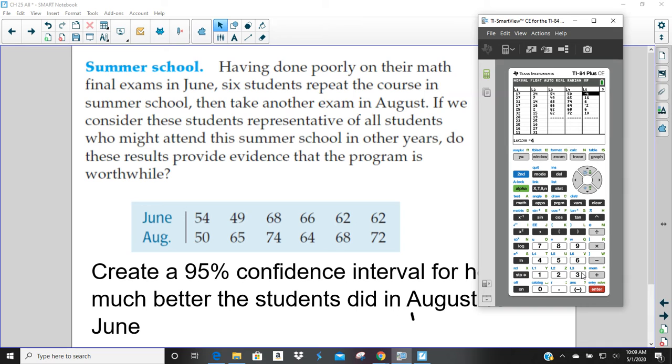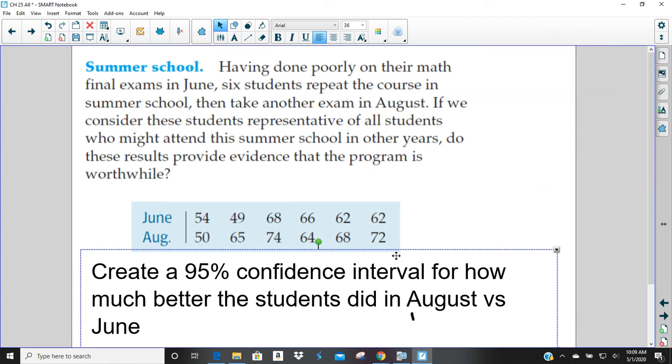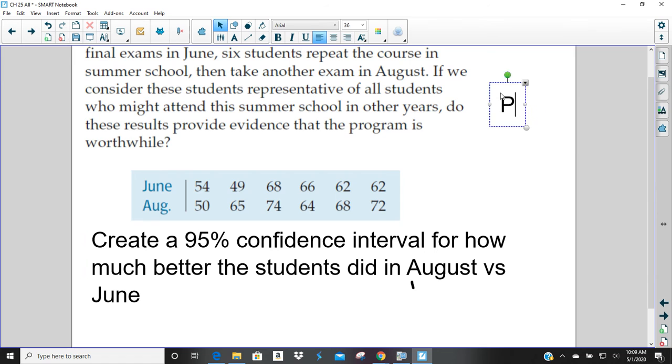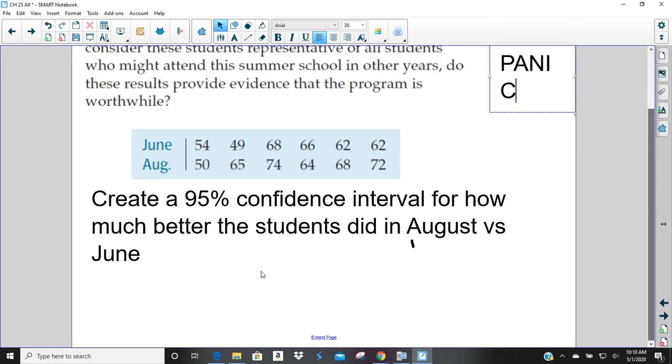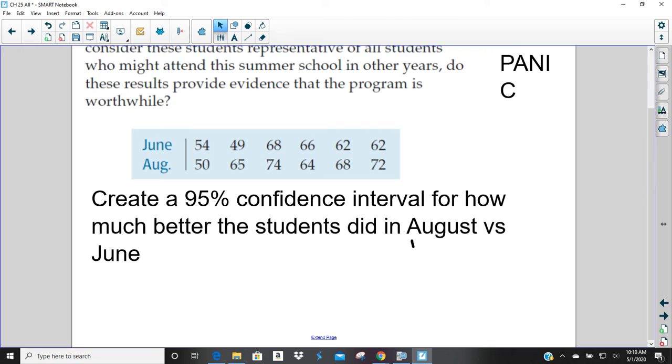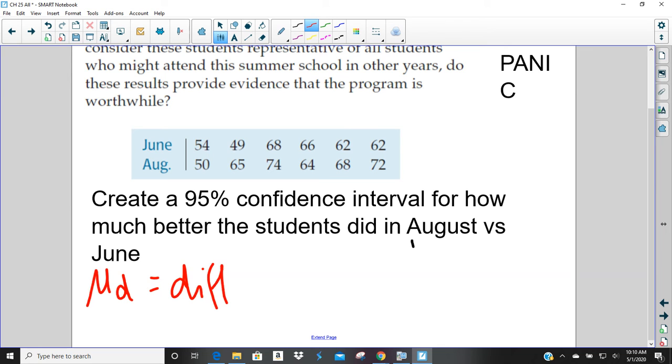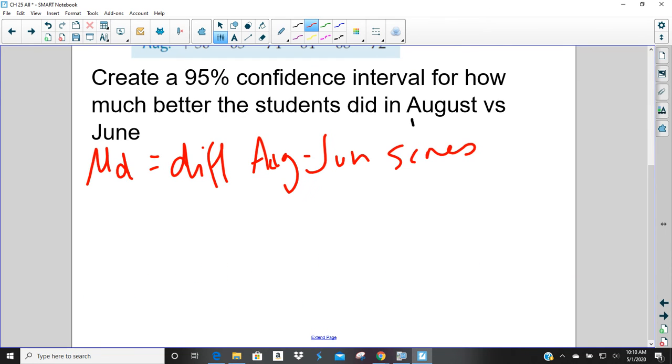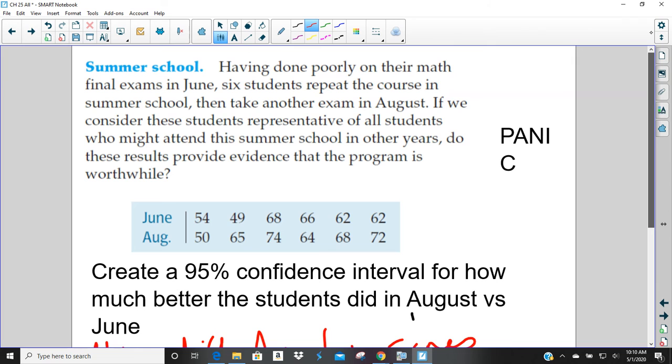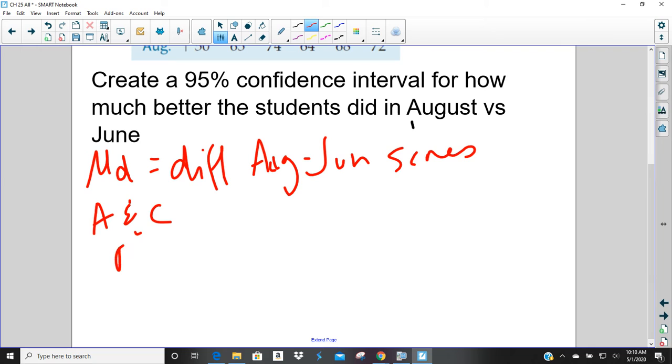So now I'm creating a 95% confidence interval. I put the data in. Let's now talk about our PANIC. That's right, PANIC. The parameter is mu D, the mean difference between August minus June scores. Okay, so let's talk about the assumptions and conditions. These are 6 students. It does not say, but it says it's representative, so it's going to be representative.